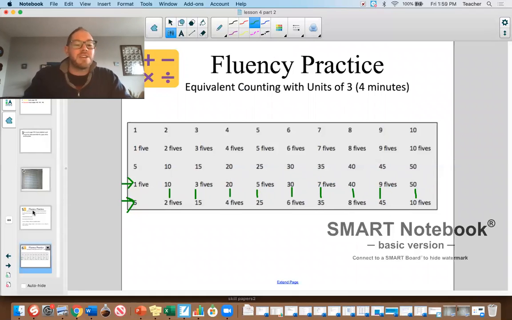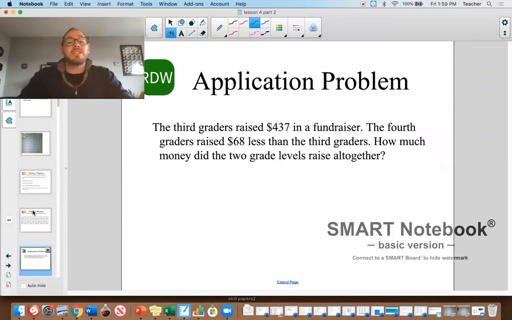All right, let's go on to our next screen. And you need to be on page 16 in your learn books because we are doing our application problem. So here is our application problem. Remember, we're going to be doing our RDW, read, draw, write, to make sure we know how to do this. So it says, the third graders raised $437 in a fundraiser. The fourth graders raised $68 less than the third graders. That's because third graders are the best. How much money did the two grade levels raise all together?